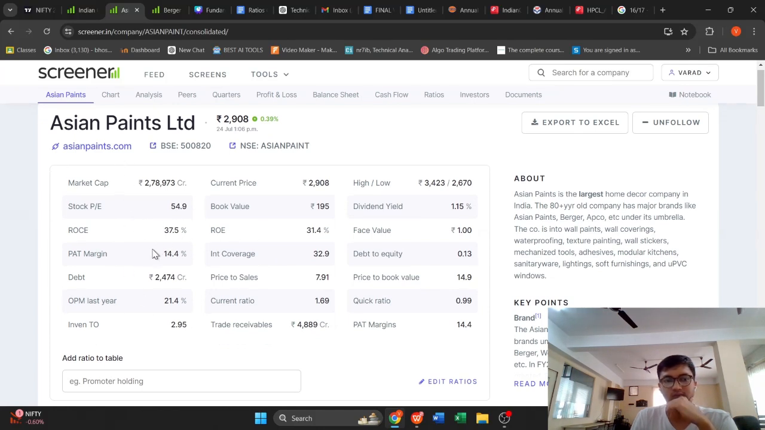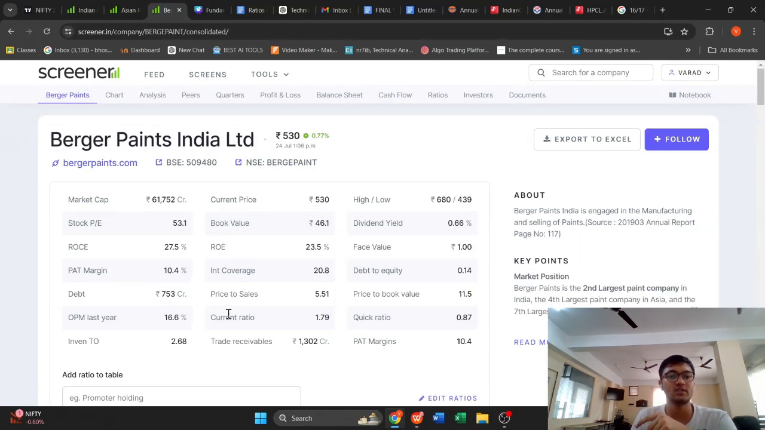Where are the profit margins? Profit after tax margin is 14% and OPM margin is 21%. The OPM margin tells us the profit without considering the tax and the depreciation. So the company is able to deliver an OPM of more than 20% in case of Asian Paints, and the competitor Berger Paints is not delivering that much OPM.